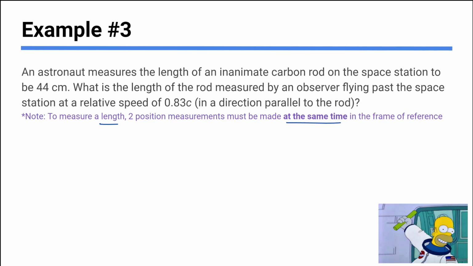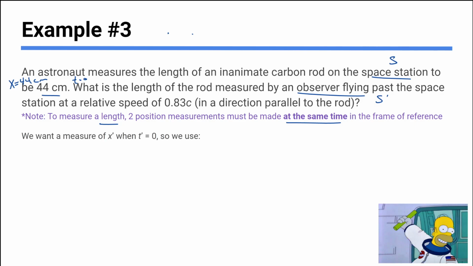All right, so what do I want? I really want to find x prime, I'm thinking, because on the space station, we're going to say is S. We're going to say the observer flying past is S prime. So that would make this x. Regular x is 44 centimeters. Officially, it's the position between two events, the events being the left end of the rod existing and the right end of the rod existing, both at the same time. So t equals 0.